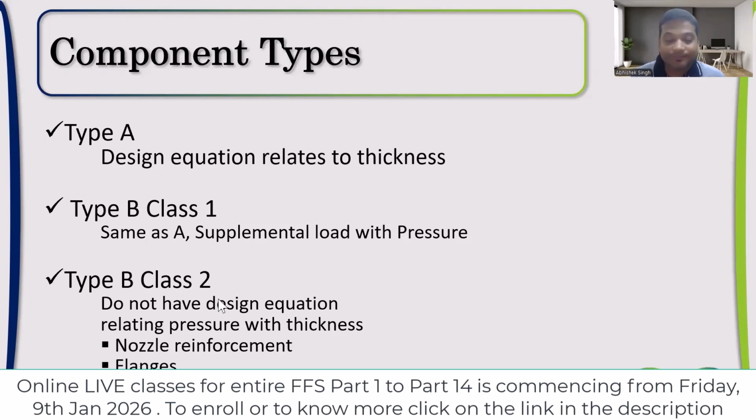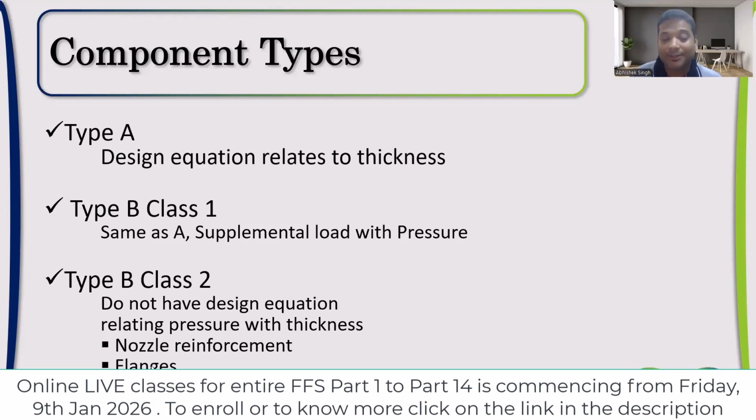Type B class 2 does not directly have an equation relating pressure with the thickness, but you have some calculation available. It's not like there is no formula. There is a formula available which somehow relates thickness and the internal pressure, and you get the stresses. The calculation may not be a single formula linking both, but you have some equations available.